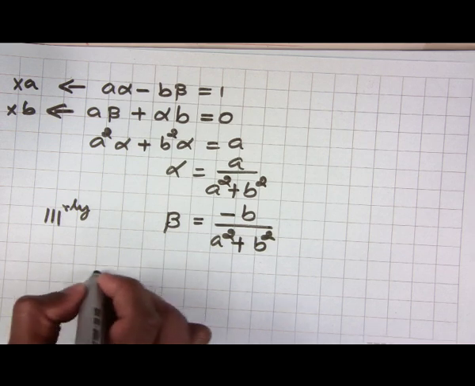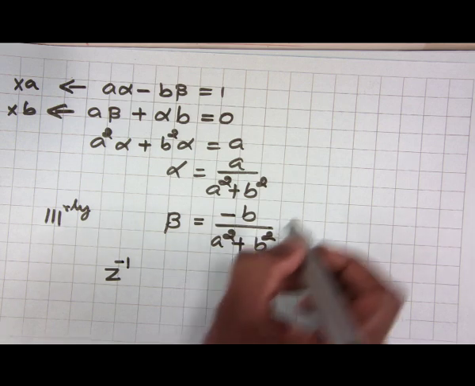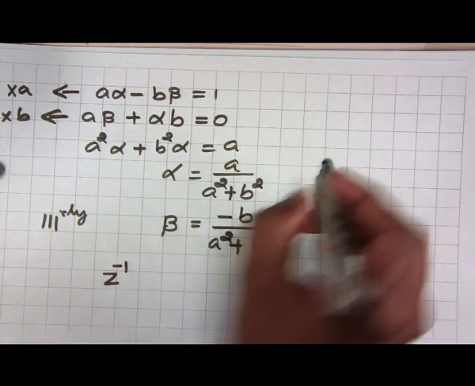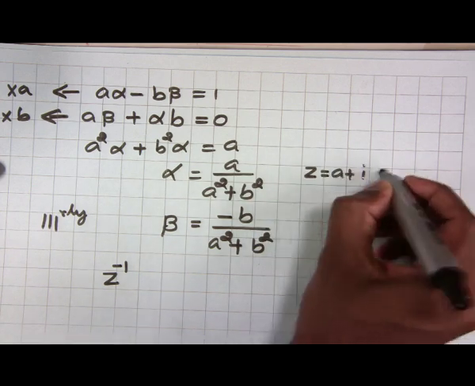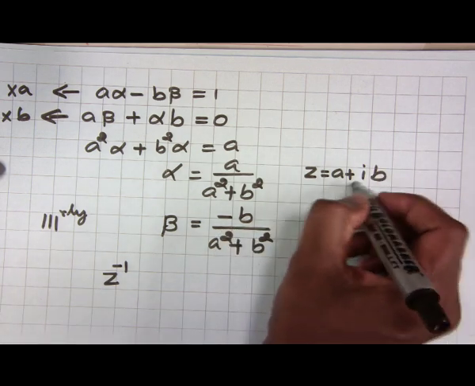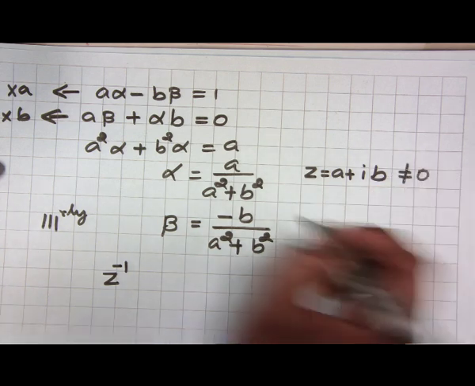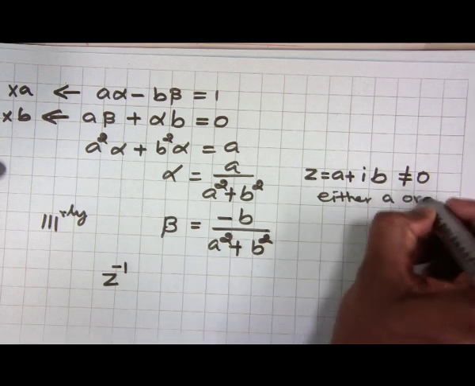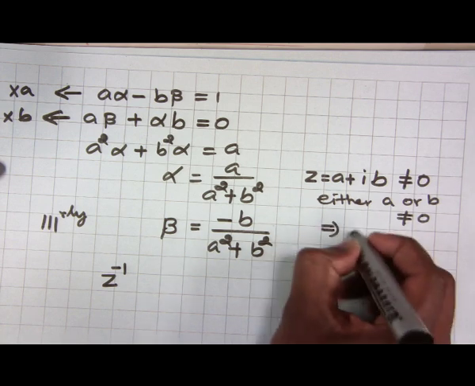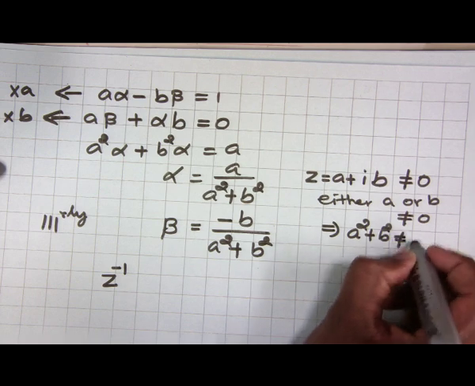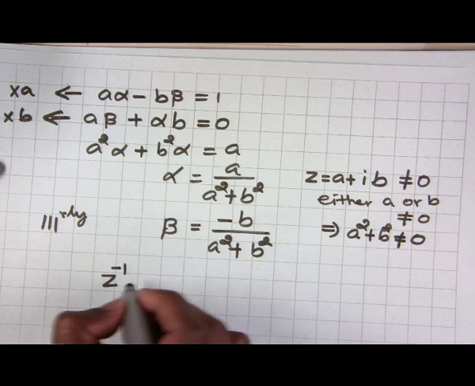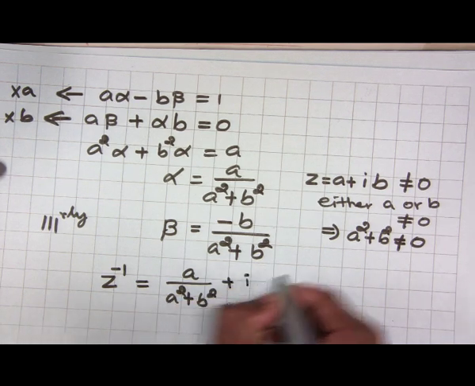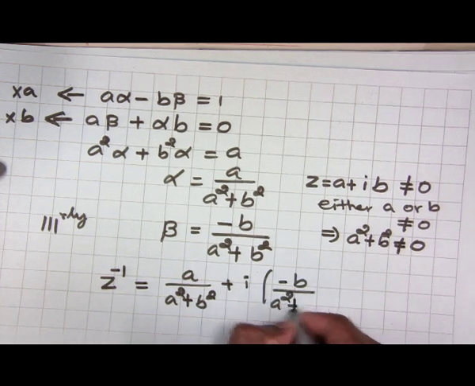So, the z inverse. Note that, where did we use that z is non-zero? We are dividing here by a square plus b square, the factor which comes from z. Since z is non-zero, it means that either a or b is non-zero, that implies that a square plus b square is non-zero. So, the division makes sense. So, z inverse is a by a square plus b square plus i times minus b by a square plus b square.